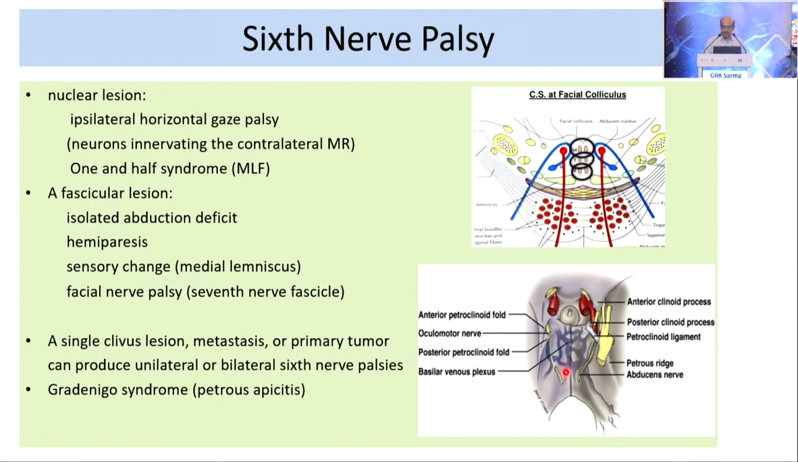This anatomy is important. This is the clivus seen from the superior view. As you can see, both abducens nerves are very close to each other at this location. That means a single lesion in the clivus, like a tumor, can cause bilateral sixth nerve paralysis without causing raised ICP. Normally we say bilateral sixth is due to raised ICP. Here you need not have raised ICP, but still it can cause bilateral sixth nerve palsy.